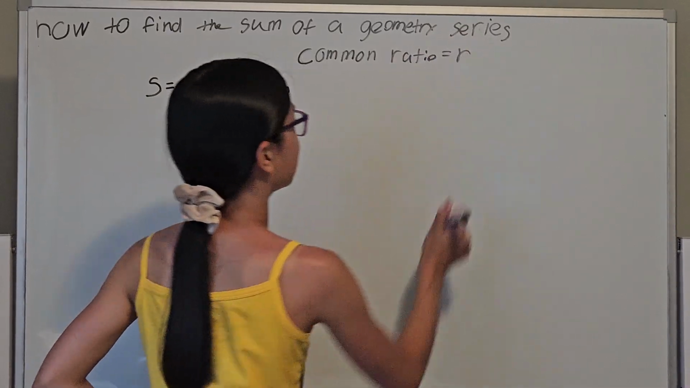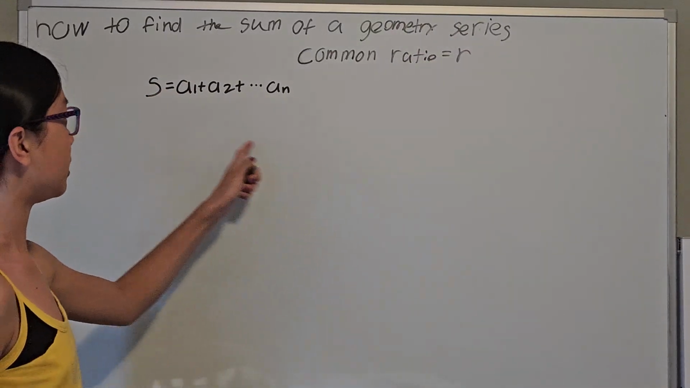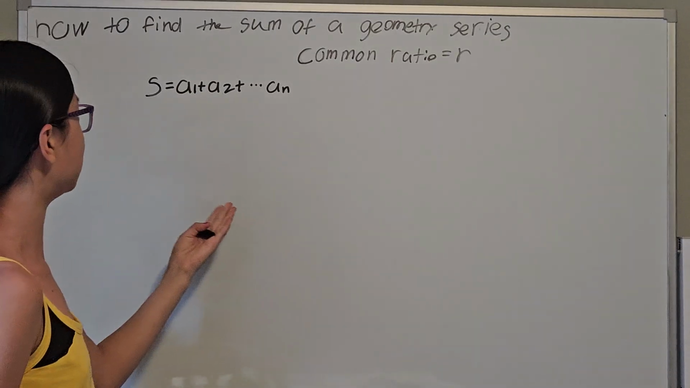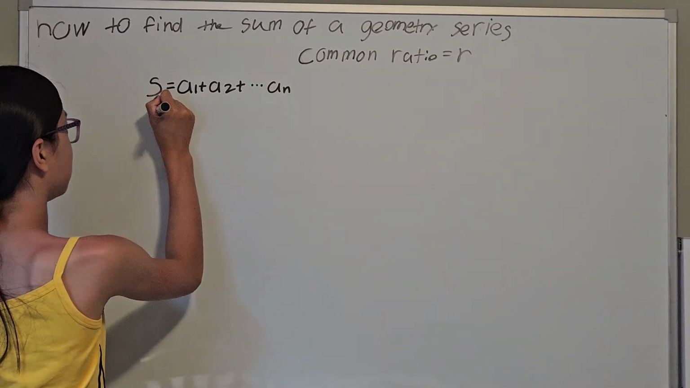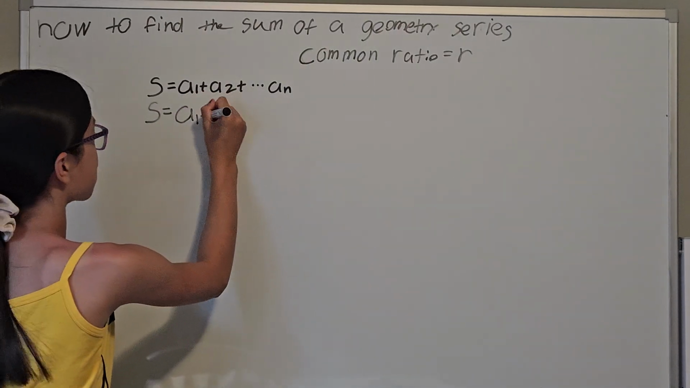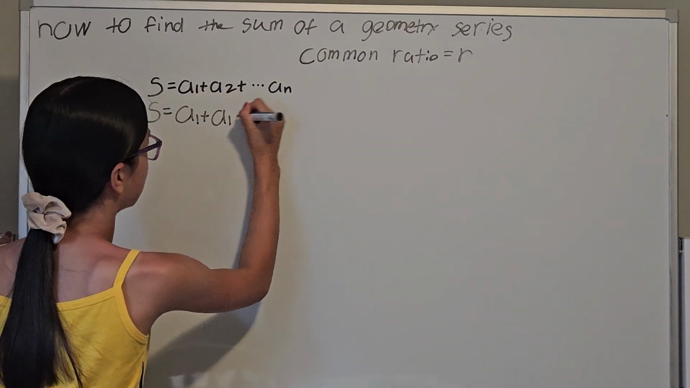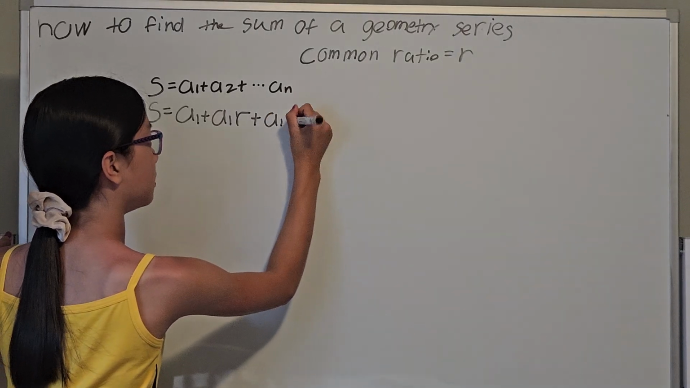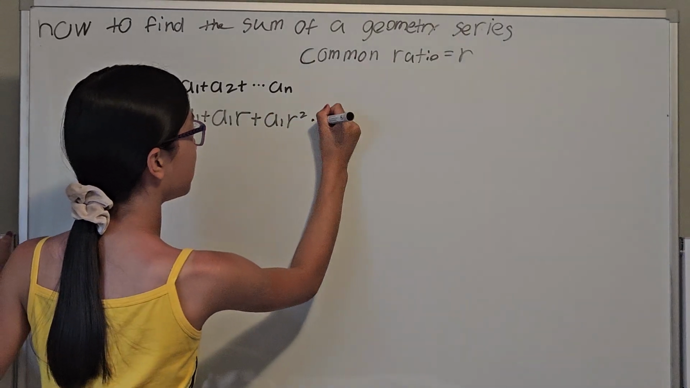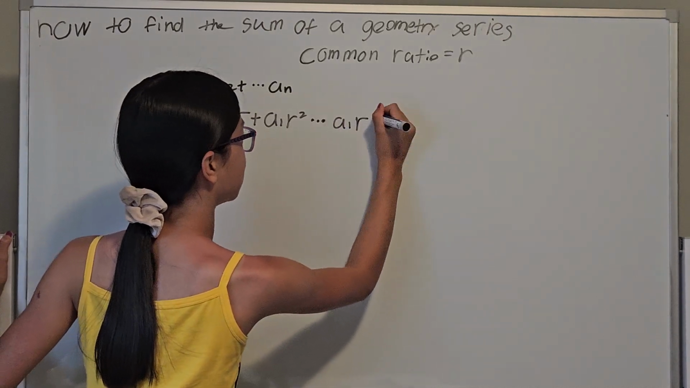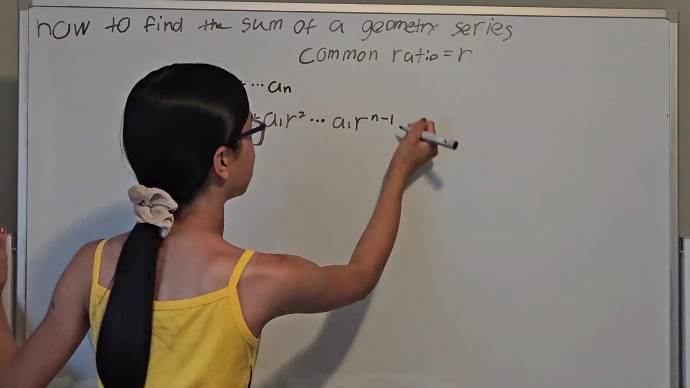equals R. Now that we have that, we need to turn this so that there's a common ratio in there. So S also equals A1, which is the first term, plus A1R plus A1R squared all the way to A1R to the power of n minus 1.